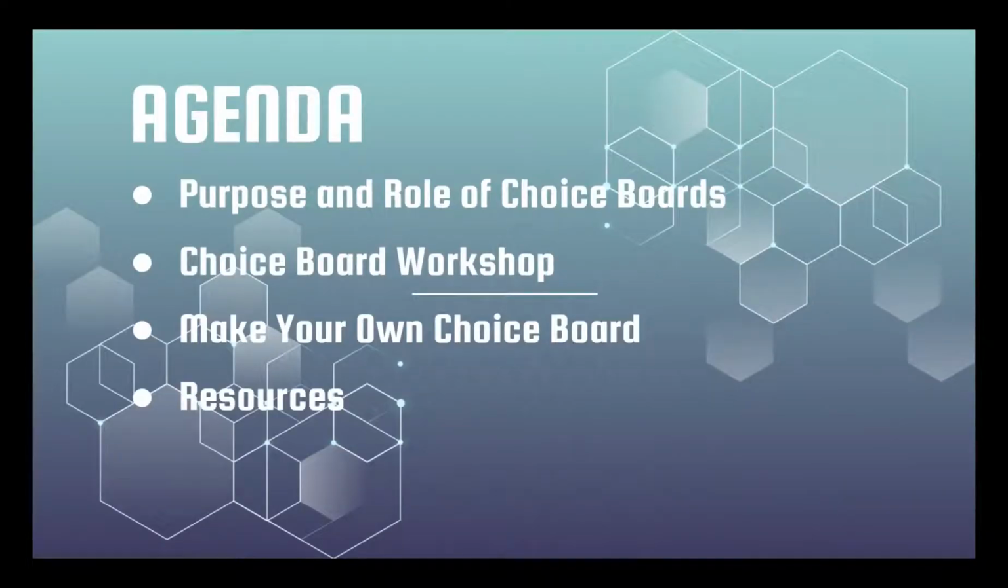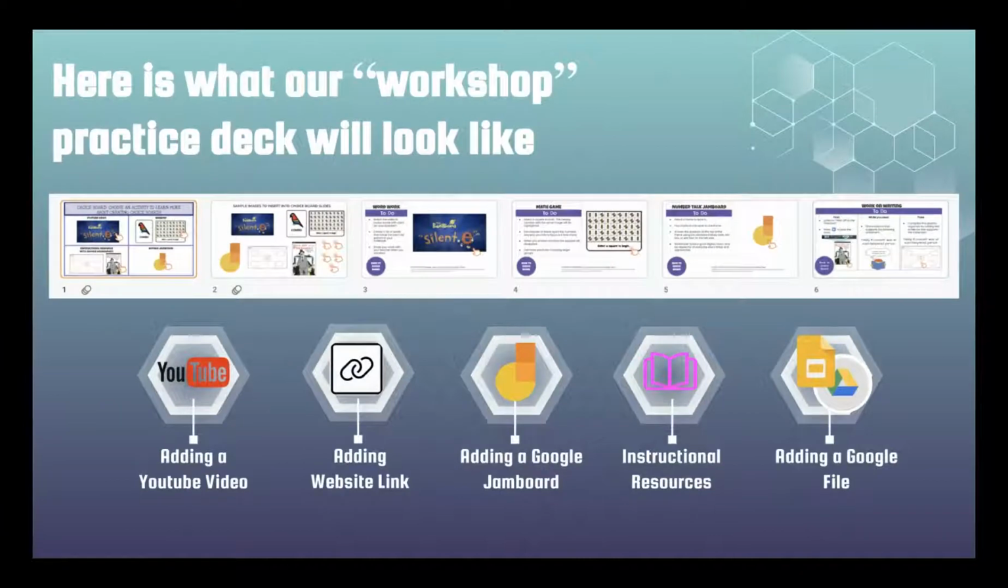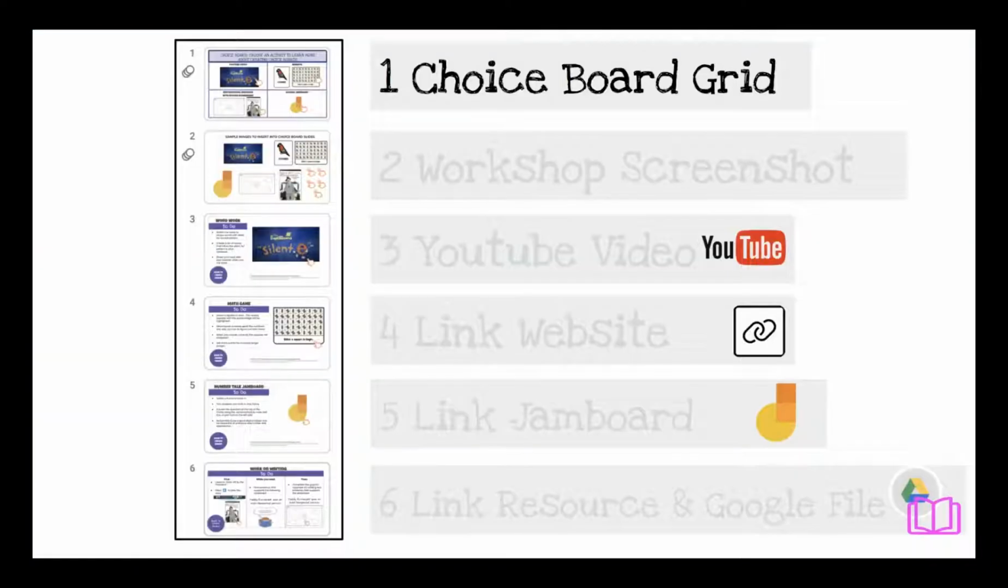Now let's begin with our mini choice board workshop. For our workshop, we're going to practice building these elements of a choice board. We're going to practice adding a YouTube video into a choice board, adding a website link, a Google Jamboard link, an instructional resource from one of our curriculum, and a Google Drive file. Here is what our mini workshop practice choice board will look like. This will help to ensure that we get to practice all of these elements.